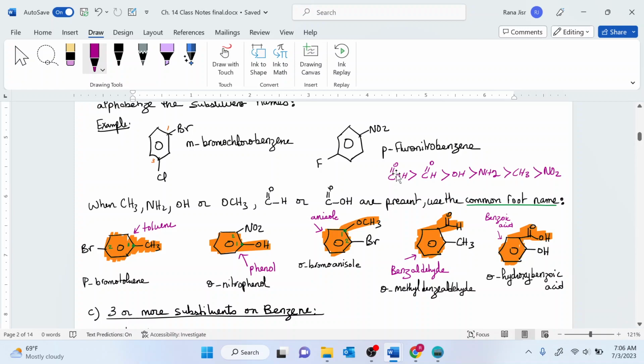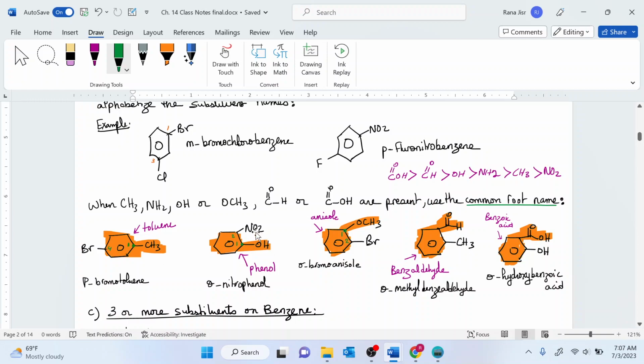For example, if you have a carboxylic acid and an OH on the benzene, then the name will be ended in benzoic acid instead of a phenol. So for example, if you have a CH3 connected to the benzene, then in this case, you're going to name it as a toluene and you're going to put it at the end. Bromine is on position number 4, so this is going to be para-bromotoluene. You don't name it as a para-bromomethylbenzene. This is not the right way to do that.